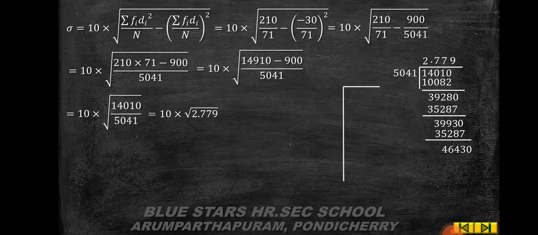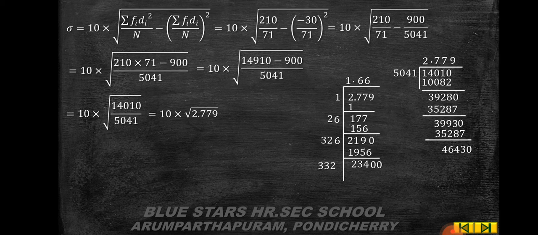2.779. So the square root of 2.779: 1 ones are 1. The remainder is 1. So 1 should be multiplied by 2. Put the decimal and bring down the remaining 2 digits. So 26 into 6 you get 156. So subtract 177 and 156, you get 21. So 16 into 2 is 32. So 326 into 6 you get 1956. So you get the remainder 234.